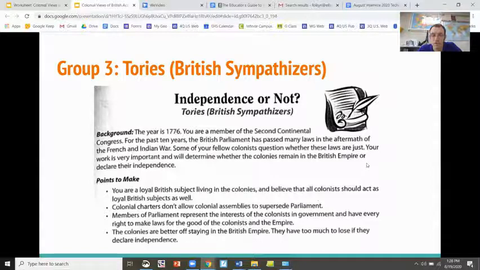They have too much to lose if they declare independence. Trade flows through Britain, and so you really need Britain. You feel that the American colonies have to stay in the British Empire. Otherwise, we're going to lose that trade network, we're going to lose protection, and you really want those. So in essence, you feel the British government should have control, and you need to stay in the empire so that Britain can protect you and you can continue to have trade. So that's group three, the Tories.